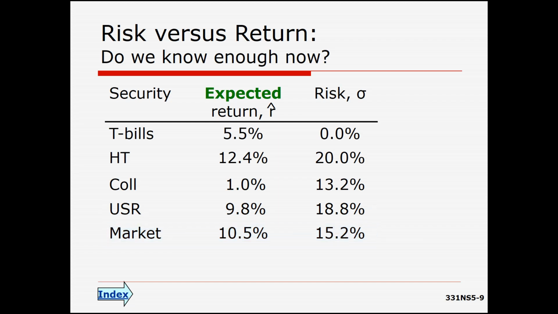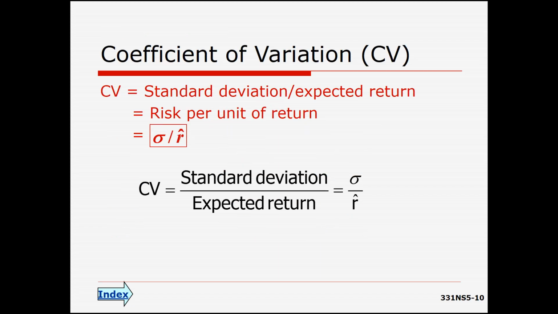If you have to choose only one, how do you choose which asset to invest in? None of them have the same expected return or the same risk. The solution is the coefficient of variation, standard deviation divided by expected return. Risk per unit of return. Lower is better.